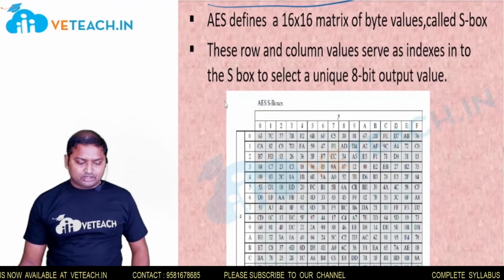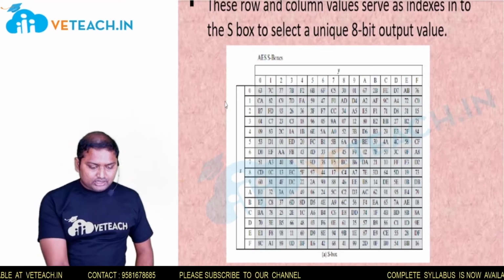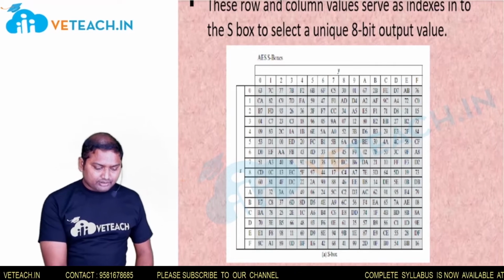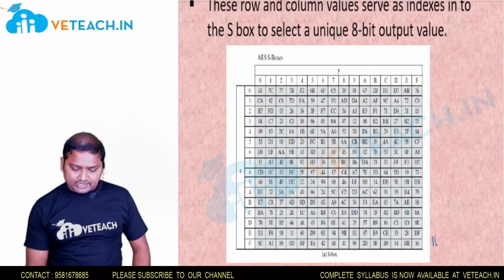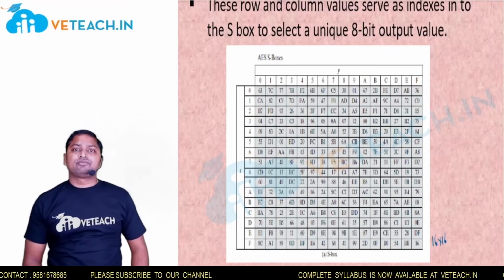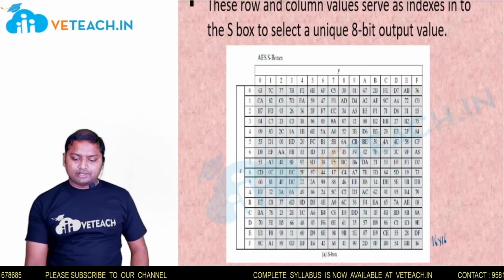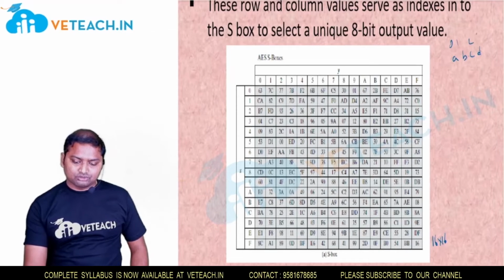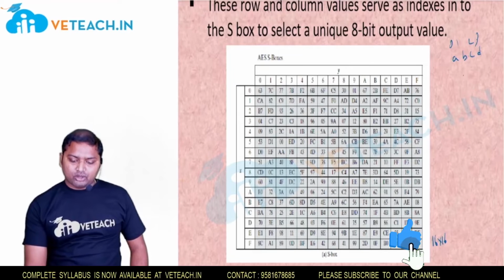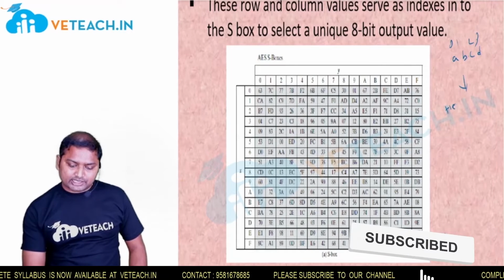Let us see this diagram. In the AES S box, it is generating X and Y. So the matrix size is 16 by 16, with 16 rows and 16 columns. How are we taking this value? Initially I am taking 0, 1, 2, 3, those values. Now convert these values into hexadecimal.